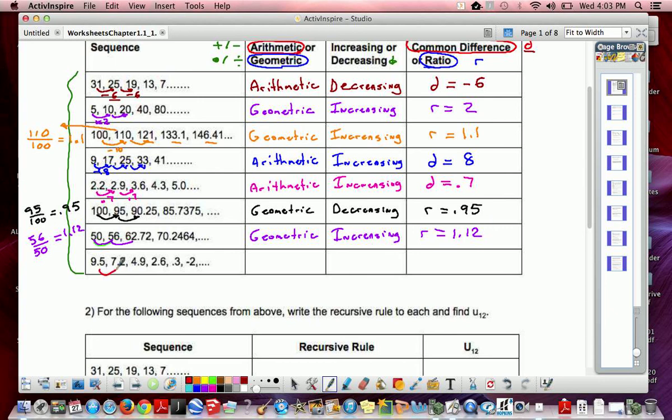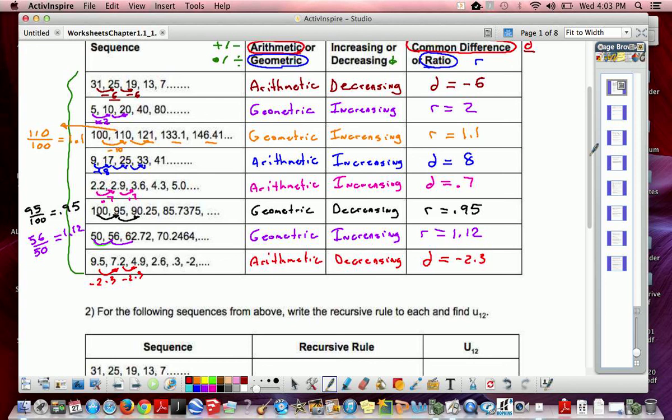Our last one now, 9.5 to 7.2. If I was subtracting, that's going down by 2.3. If I subtract again, sure enough, it is subtracting 2.3. So this one is arithmetic. This one was decreasing. And this, we would say the common difference is negative 2.3.